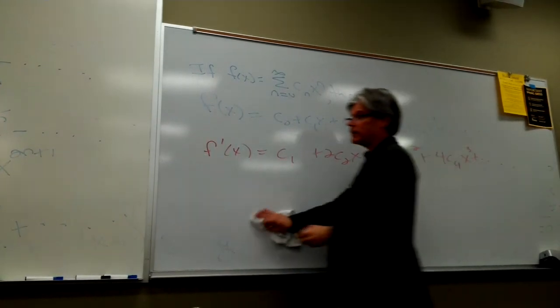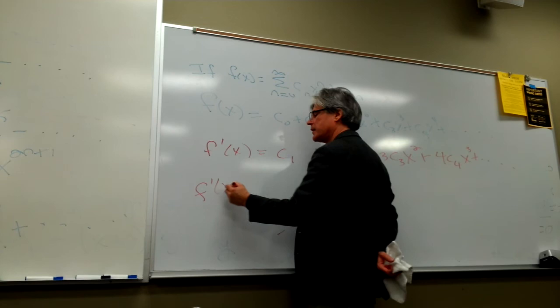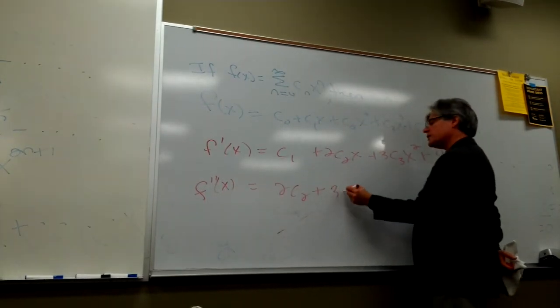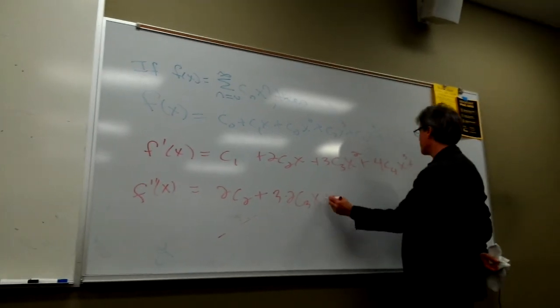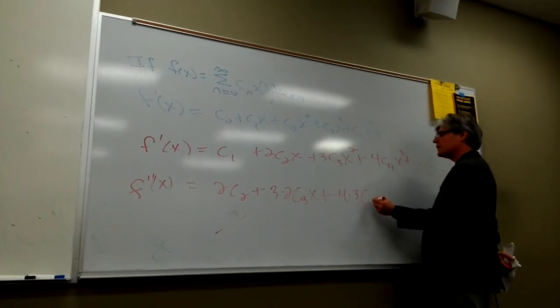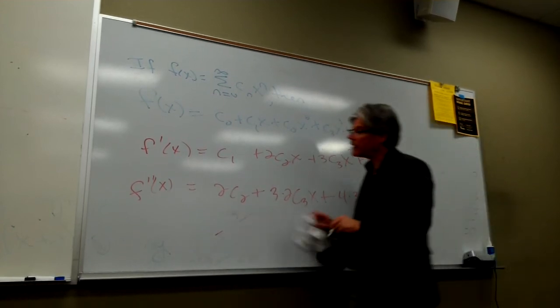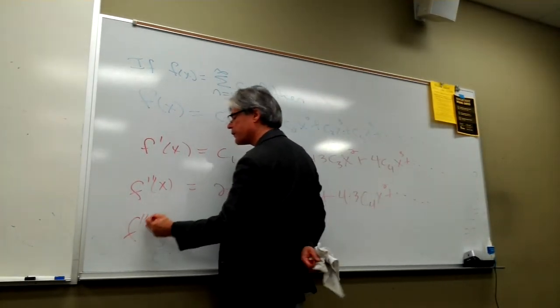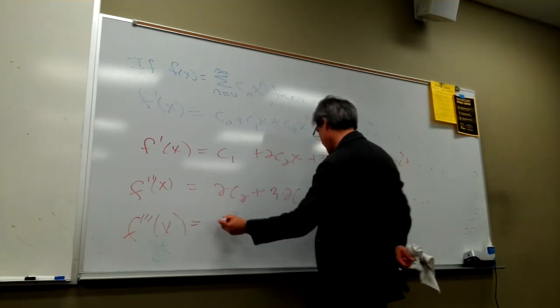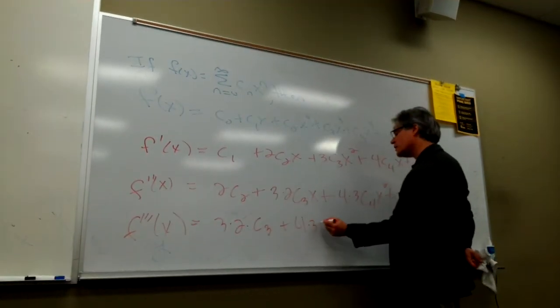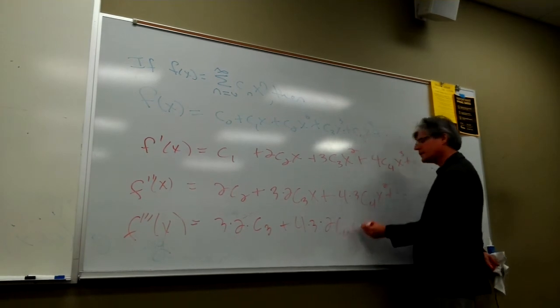If I were to differentiate a second time, oh shoot, you guys, piece of cake. My second derivative is just 2c2 plus 3 times 2c3x plus 4 times 3 times c4x squared, etc. And I can even maintain this third derivative function: f triple prime of x is simply 3 times 2 times c3 plus 4 times 3 times 2 times c4x.